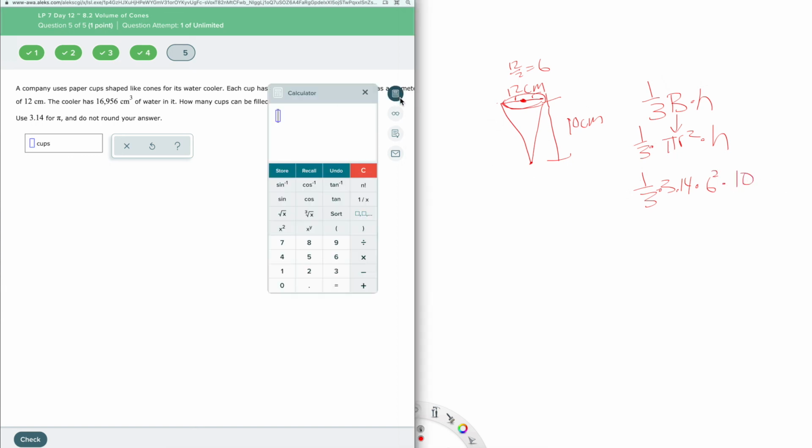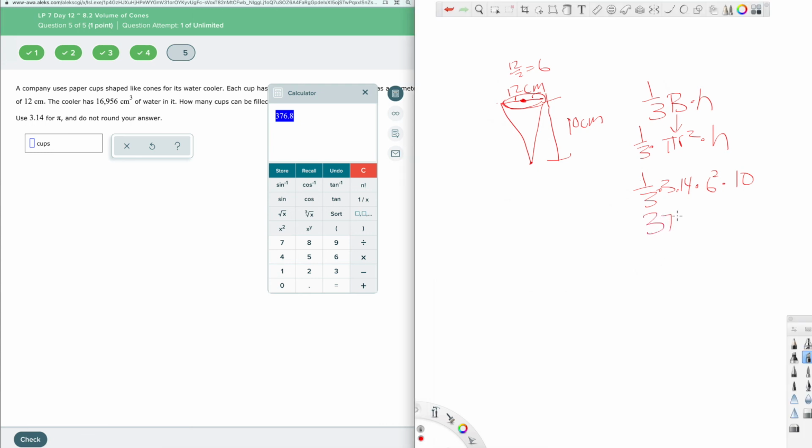So now I'm going to go 1 divided by 3 times 3.14 times 6 squared, don't forget the squared like I did last time, times 10. All right, so each cup can hold 367 and 8/10 centimeters cubed. So this is each cup. This is not my answer. That's not how many cups I'm using, right?